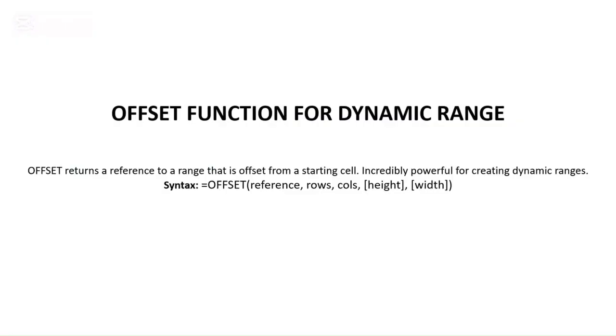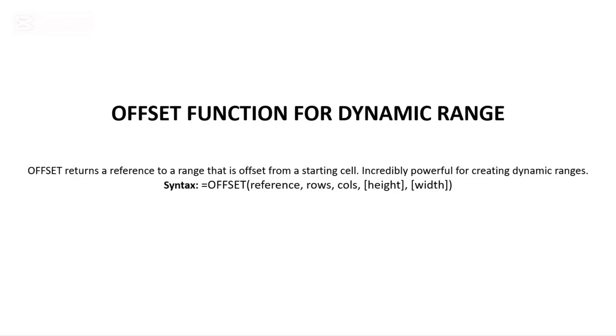Hi, let's talk about the OFFSET function in Excel for dynamic range. OFFSET returns a reference to a range that is offset from a starting cell, incredibly powerful for creating dynamic range. The syntax is OFFSET: reference, rows, columns, height, and width.